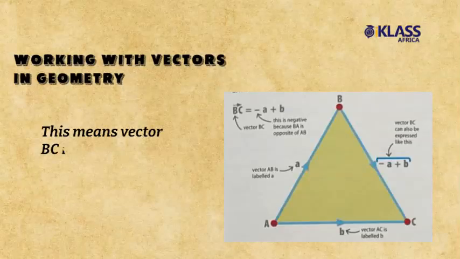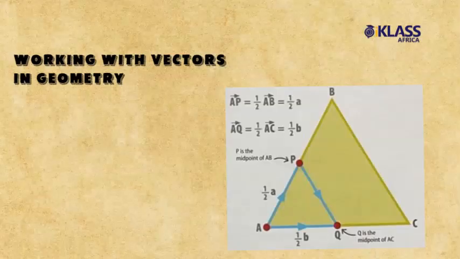Second, find the midpoints of the two sides that have been chosen, AB and AC. Mark the midpoint of AB as P, and the midpoint of AC as Q. This creates three new vectors, AP, AQ, and PQ. AP is half the length of vector A, and AQ is half the length of vector B.